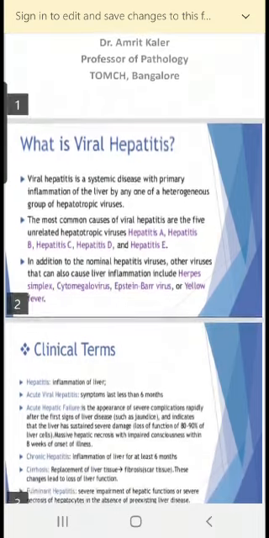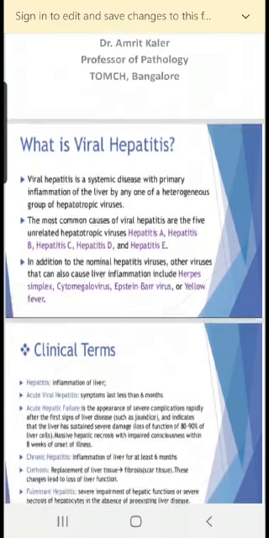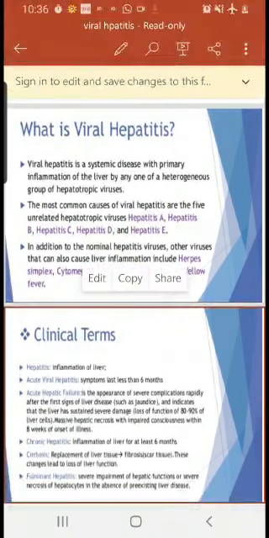So you should know what is viral hepatitis, what are the different types of organisms which cause viral hepatitis. You should know that viral hepatitis is a systemic disease with inflammation of the liver. Now the viruses which reside inside the liver are known as hepatotropic viruses, and the most common are hepatitis A, B, C, D and E.